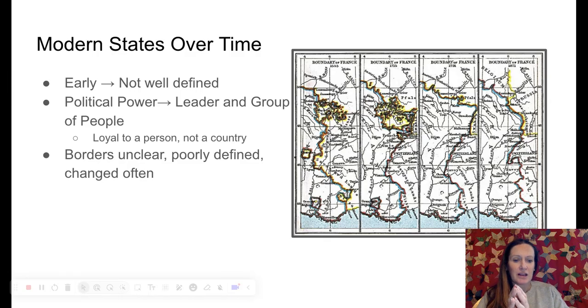So think of a king or a lord, and people are loyal to them, and they will fight for them, and they want them to keep power. And sometimes borders change; they're not always consistent. So the borders are unclear in that time. They were poorly defined, and they changed often. So I'm giving you an example here of Alsace-Lorraine. In this map, this is between 1555 and 1871. Alsace-Lorraine is between France and Germany.